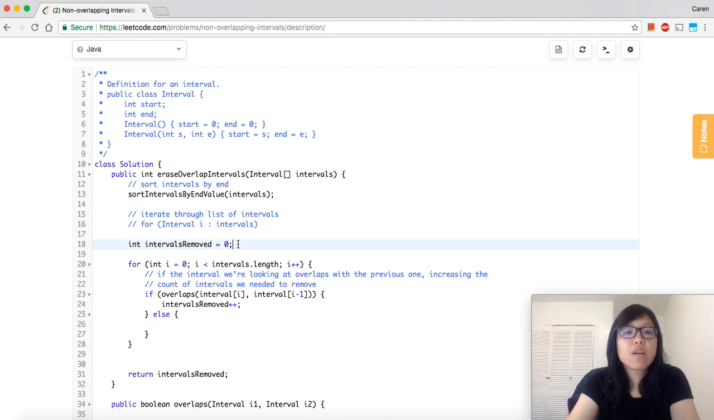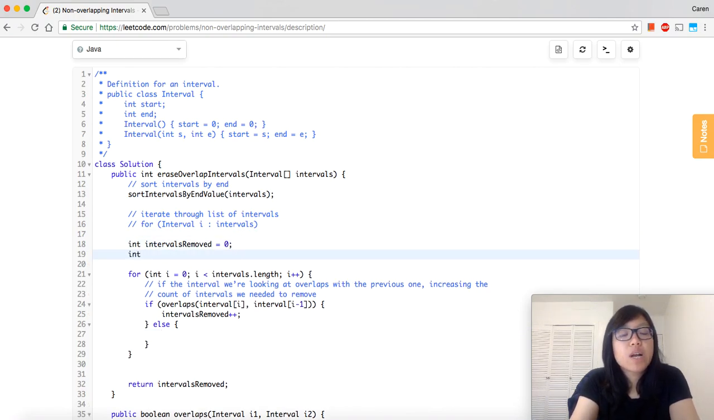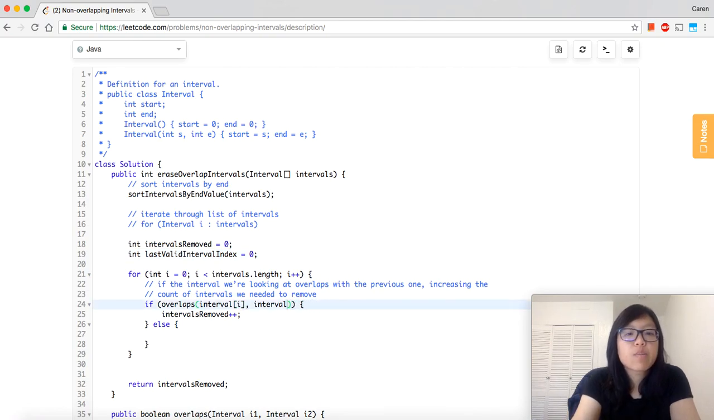So it seems to me like we should also keep track of what the last interval we actually didn't remove was. So what this means is I want to keep track of which interval I want to compare the current one to. So instead of comparing the current one always to the previous one, it would be better if we compared it to the last valid one we had.